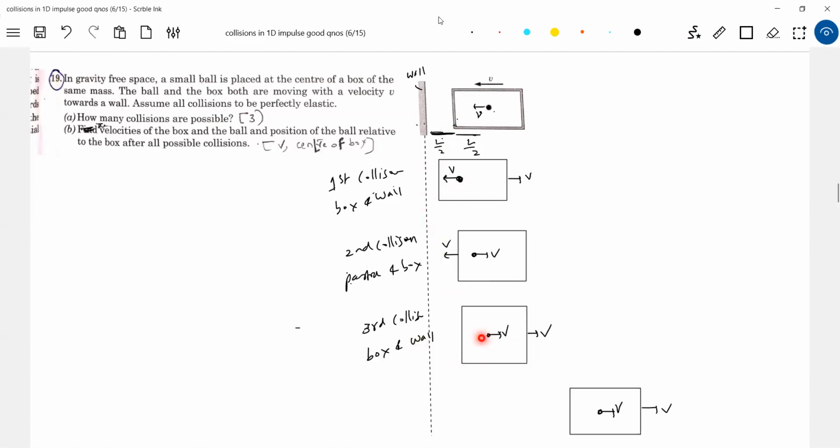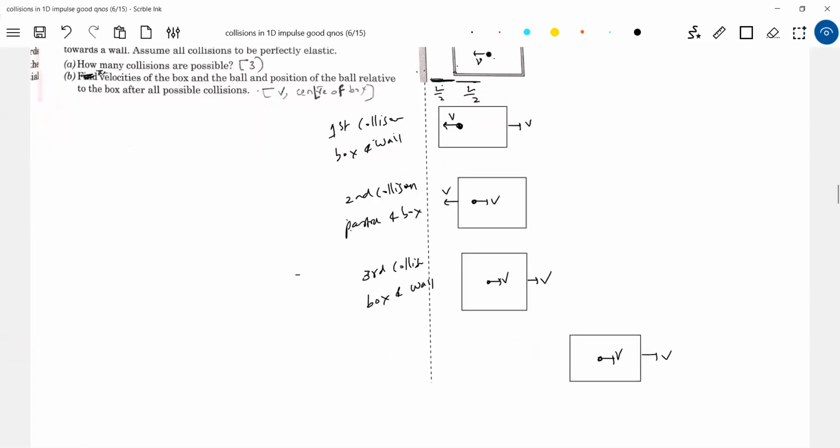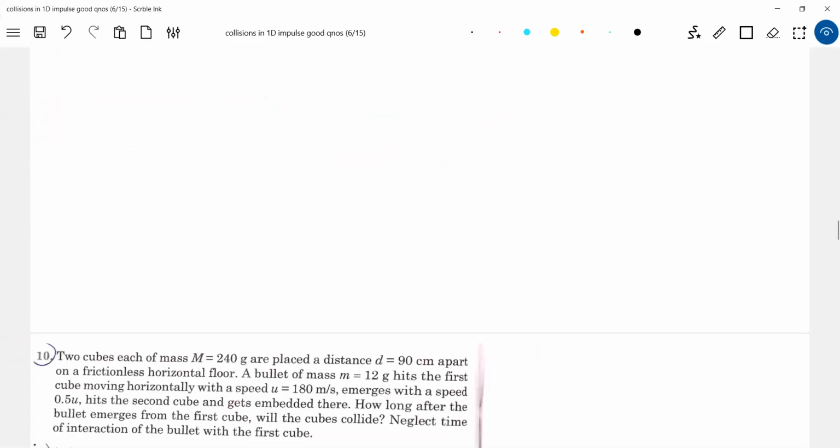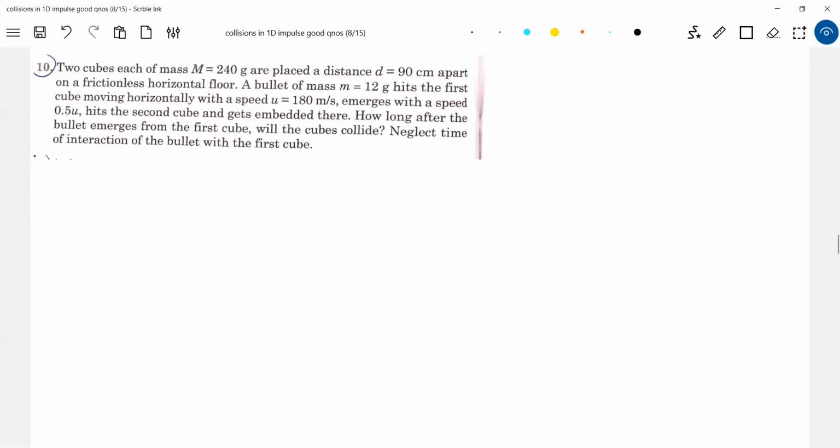Finally, after three collisions, the ball will be at the same position here. I'm leaving the diagram to students. You draw them specifically and work it out. Okay, read the question. Intentionally no diagram is given; you are supposed to assume a diagram also.